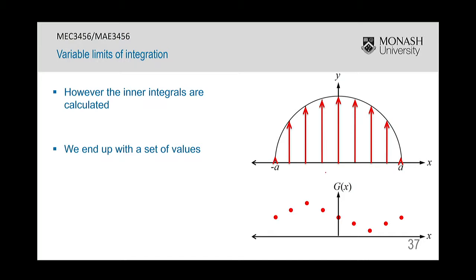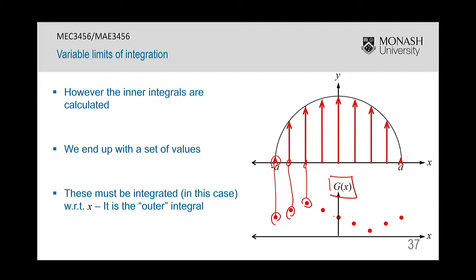Because we're actually integrating in y this time first and x second, what we have is an integral for each different value of x, and we're going to call that function g of x. So that's the integral in the y direction for each different value of x. And those are represented, so that integral there is represented by that point, that integral there by that point, that integral there by that point, etc. But this set of red points here now represents a function of x. And this function must be integrated with respect to x. In this case, it is our outer integral.